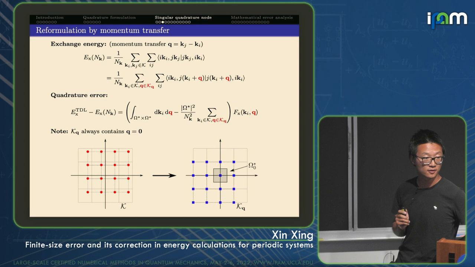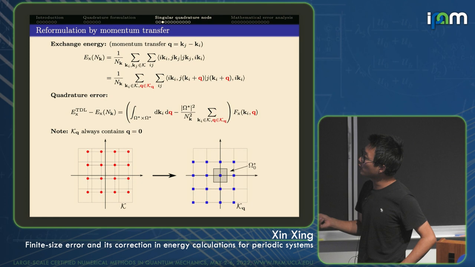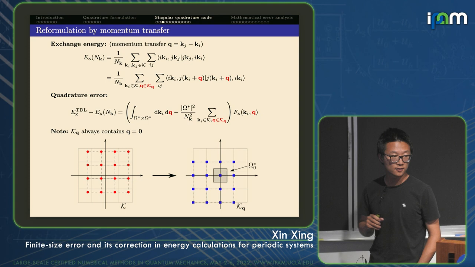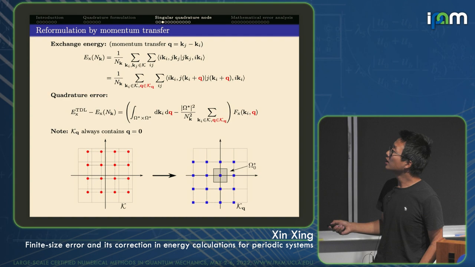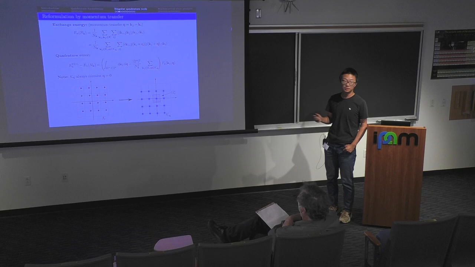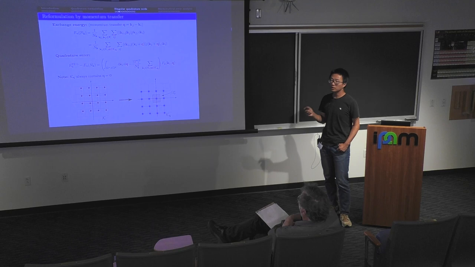Using the same change of variable, we can easily reformulate the quadrature calculation here into the one over Ki and momentum transfer vector q. So we focus on the quadrature error with this new reformulation. And the key problem here is just what I mentioned earlier. The uniform mesh for your momentum transfer vector q always contains q equals zero, the zero momentum transfer point. It turns out that this point is exactly a singular quadrature node for this exchange energy calculation.